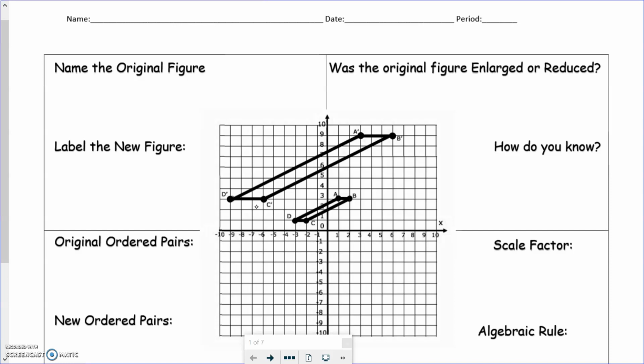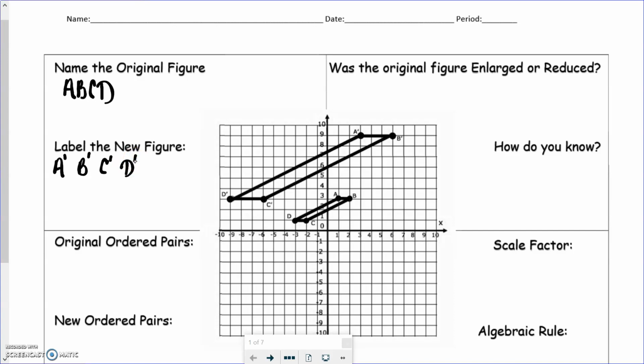So we have parallelogram ABCD. That's the original figure. And then A prime, B prime, C prime, and D prime is our new figure.